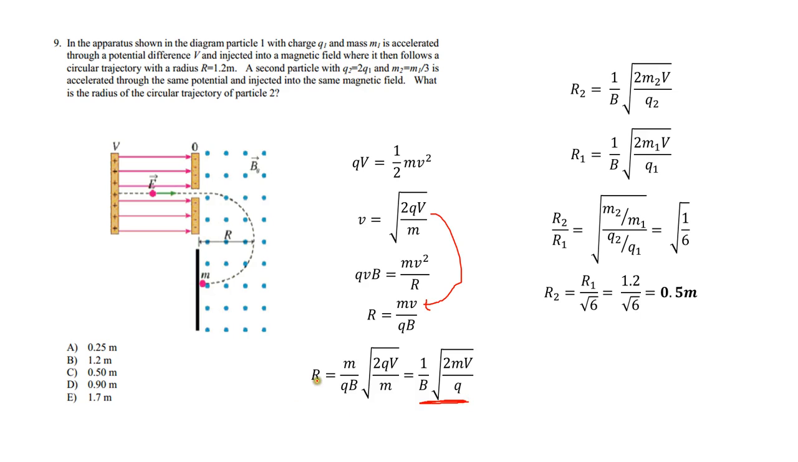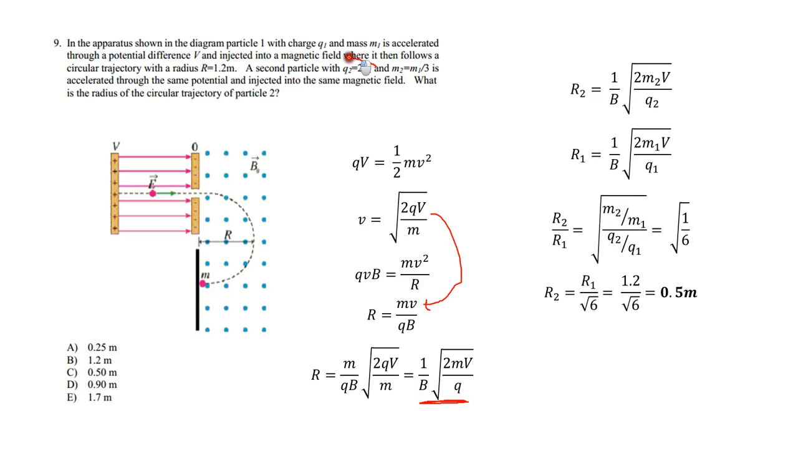So we have two different particles, so we're going to have two different radii. So if we look at R2, we have M2 and Q2 in this same equation that we found earlier. And we have R1, M1, and Q1. And the best thing to do for this is to set up a ratio. So if we put R2 over R1, everything else cancels except for the masses and the Q's, I guess. So we have the square root of M2 over M1 over Q2 over Q1.